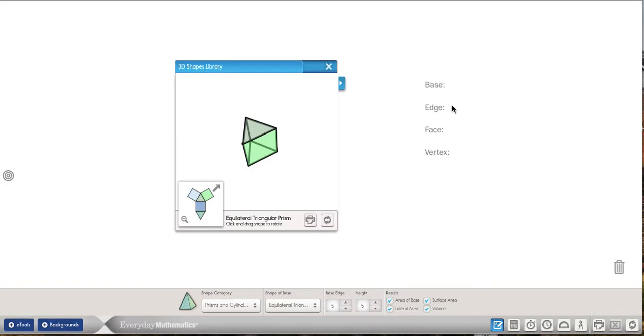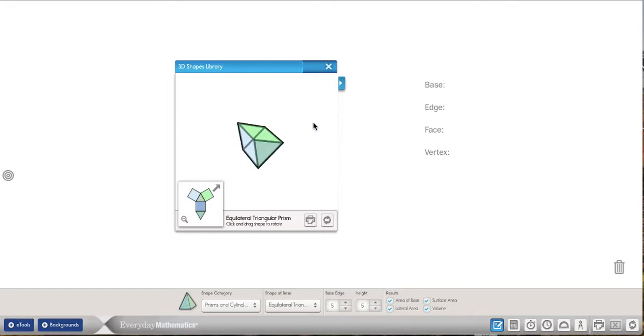So I would say that this prism has 9 edges. I can also tell you how many vertices there are. 1, 2, 3, 4, 5, 6. So I could say that there are 6 vertices.